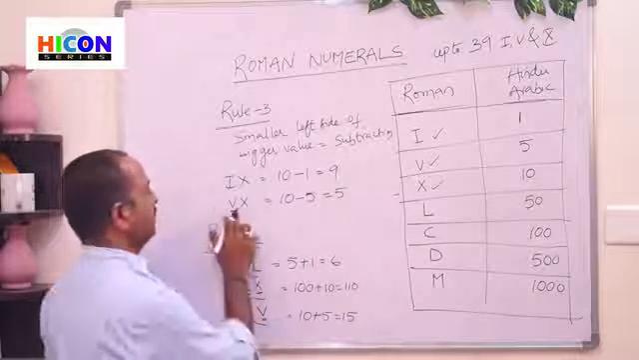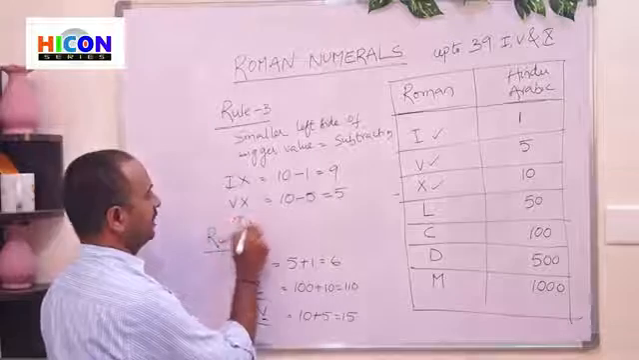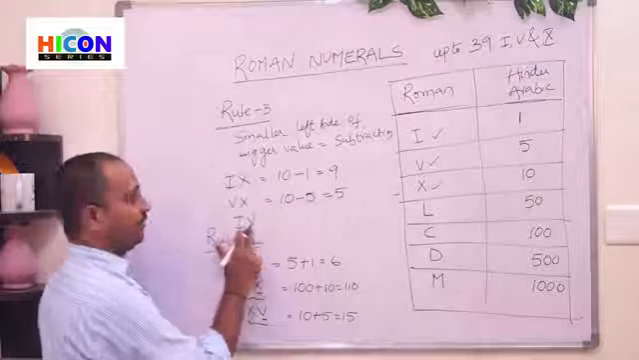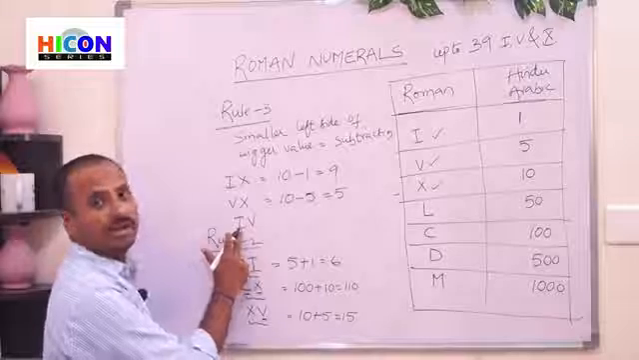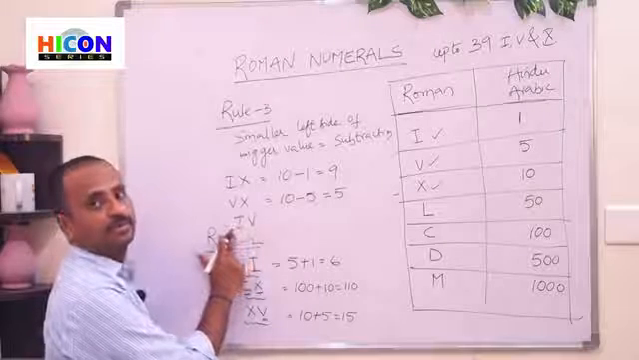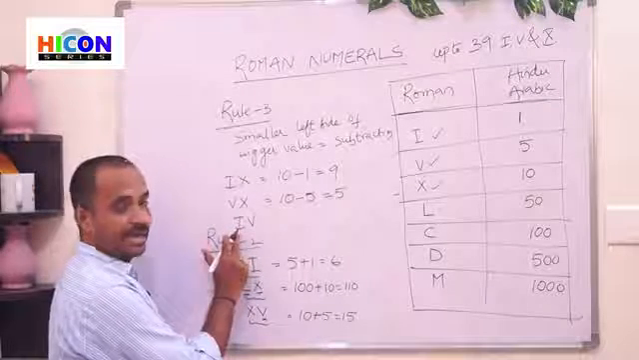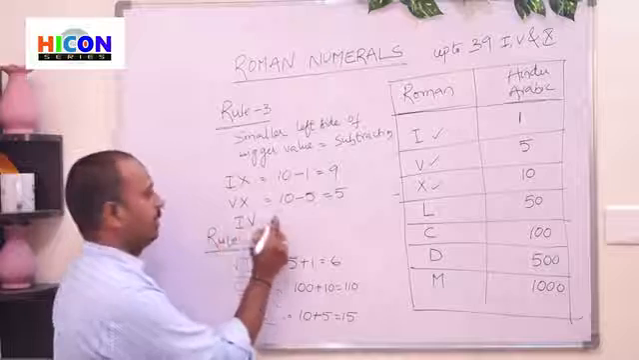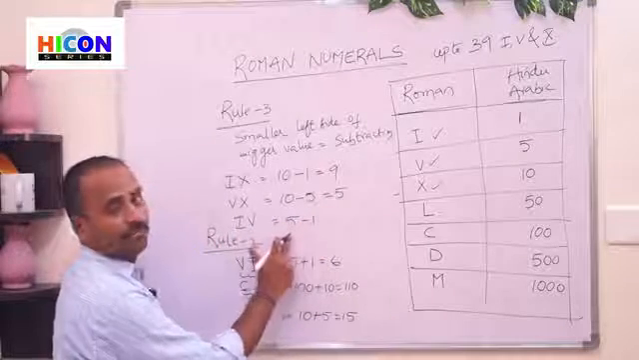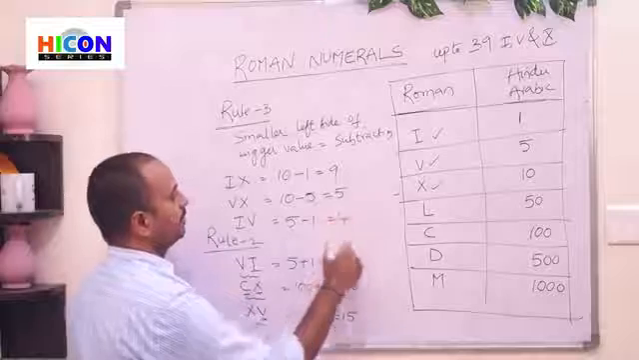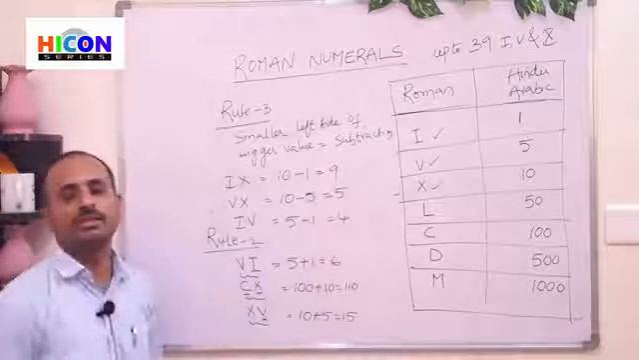So children, in the same way, I, V. Here V is the bigger value and I is the smaller value. The smaller value I is written on the left side of the bigger value. That's why we have to subtract I from V. That means V means 5 and I means 1. So subtract 1 from 5, we will get 4. So children, this is rule number 3.